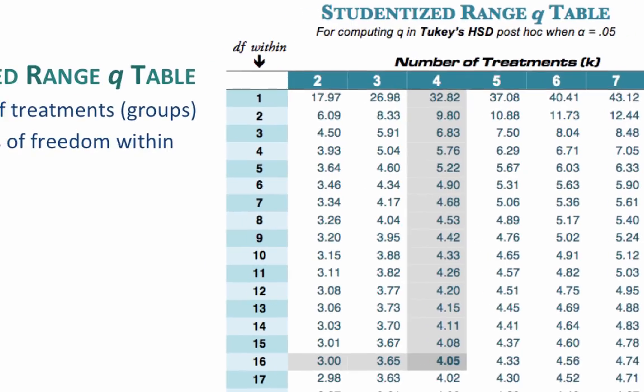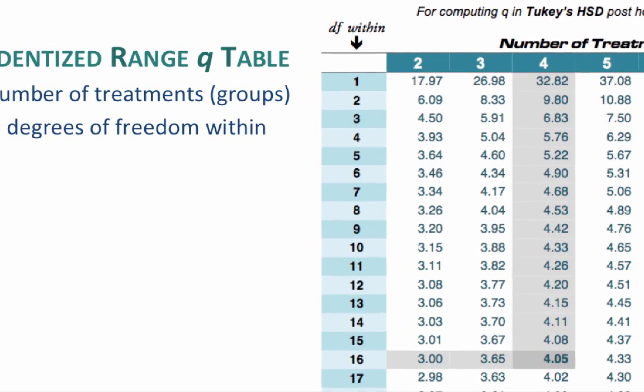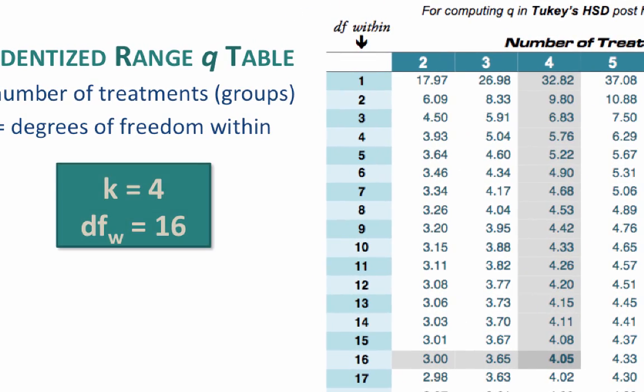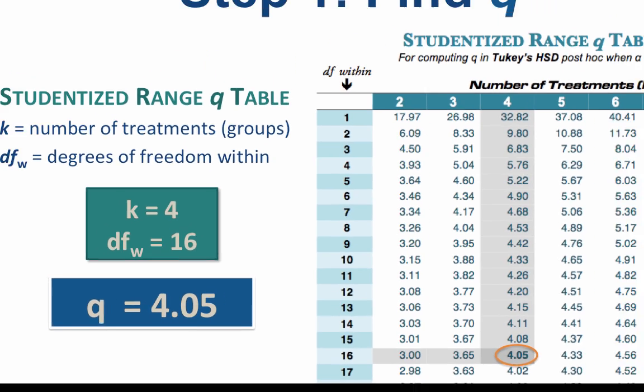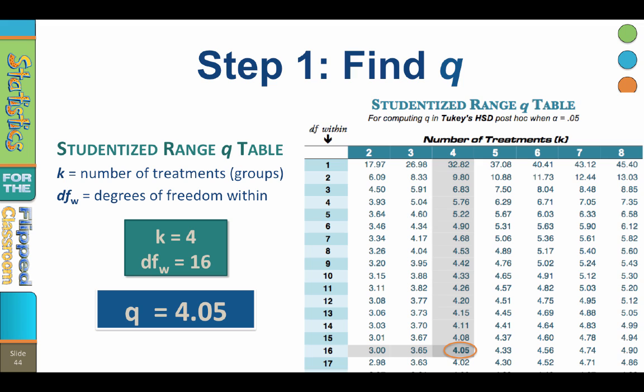Look up Q in the studentized range Q table using K equals 4 treatments and degrees of freedom within of 16. Q equals 4.05. As with other critical value degrees of freedom, if your degrees of freedom within is between two numbers, use the next lower number. This will correspond to a larger Q value, or in this case, a larger F max value.